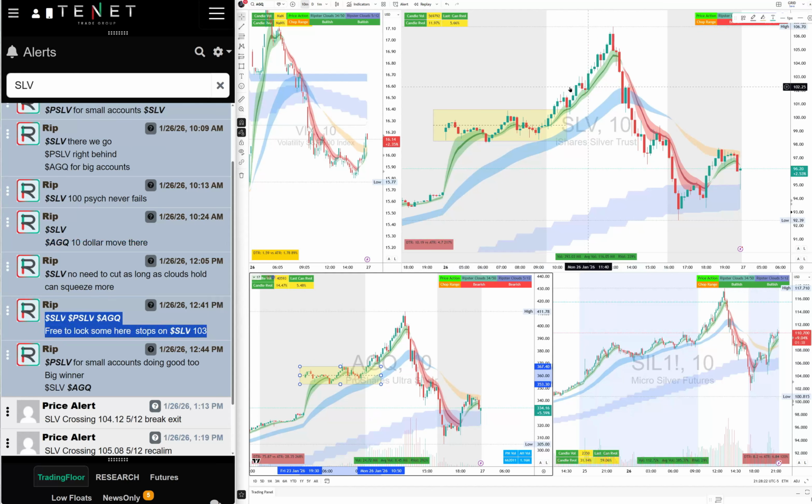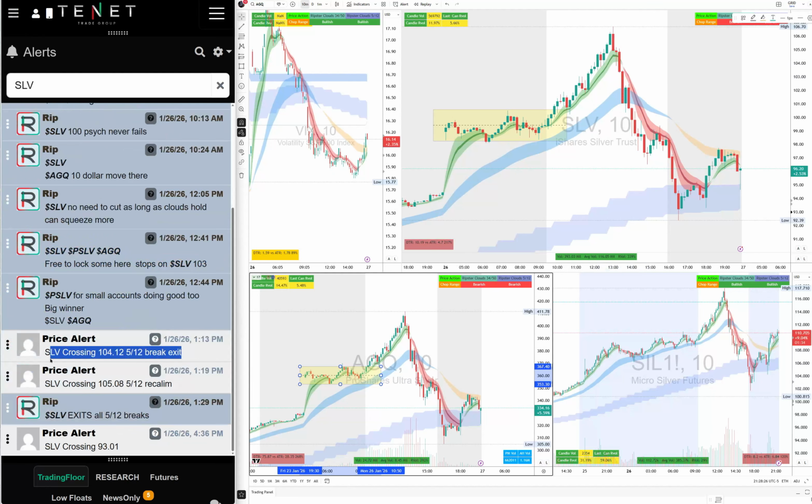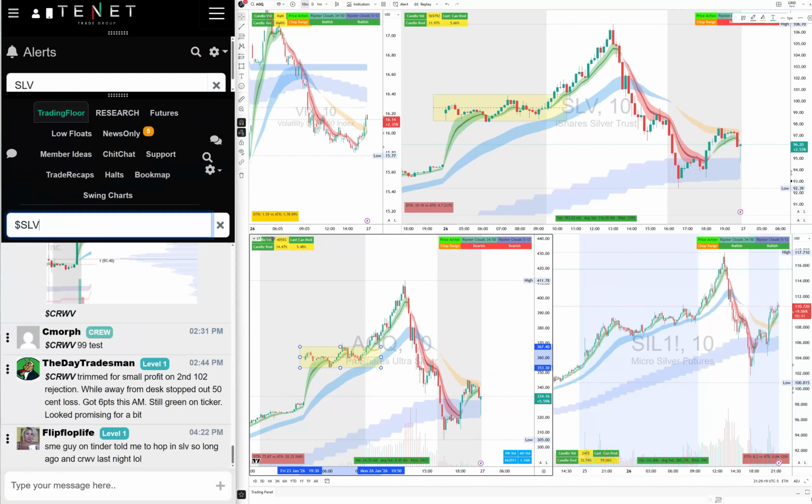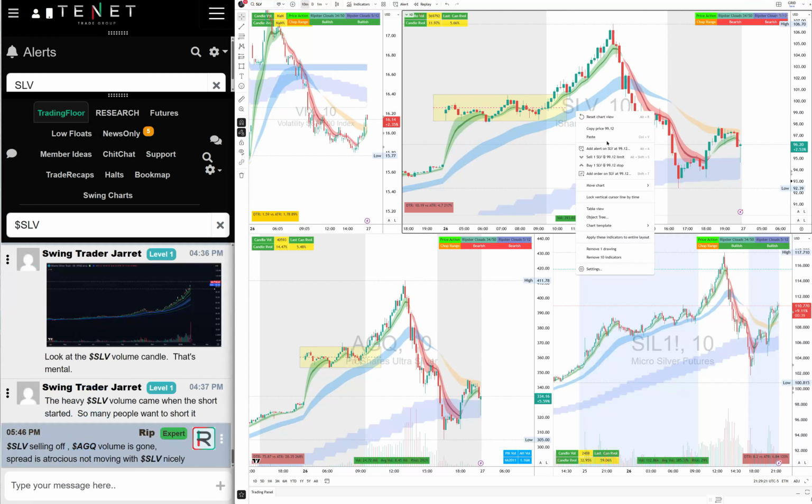Now once we were locking everything, once it breaks 512, I told the traders break, exit. So when the Ripster clouds were breaking on silver, we exited it. I sent the price alerts, exit on silver, and then I also told the traders that you could short silver here. Let me show you there.